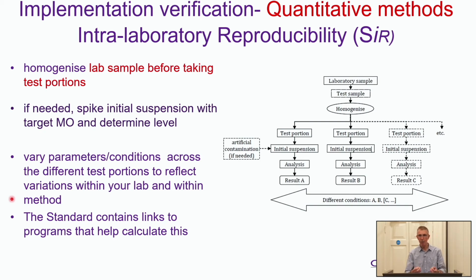Once we've done that, we've got results. And again, as I say, I'm not a statistician. Fortunately, the standard gives you a link to a program that you can simply input the results that you get, and it will calculate this intralaboratory reproducibility standard deviation for you. And then you will compare it to the requirements of the standard, see where it meets requirements or not.